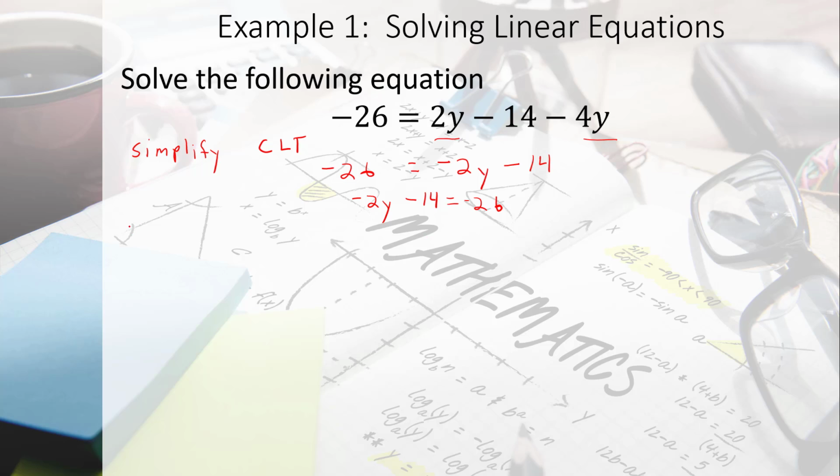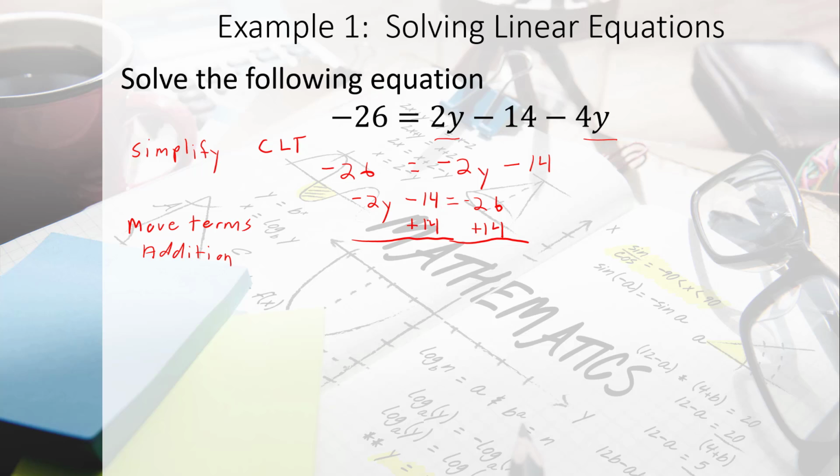Okay, so now we need to move terms, and that implies addition. Remember, we want to get the term with the variable by itself, so we need to move the negative 14 to the other side of the equation. How do we do that? Well, I want to add 14 here, plus 14, because these will cancel out. And remember, what I do on one side of the equality, I need to do on the other side of the equality. So I'm going to add 14 here.